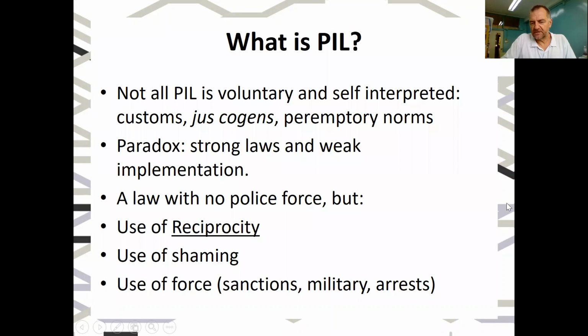Okay, but even given that, there's a few important contexts I need to put here. Because even though I say it's completely voluntary, not all public international law is voluntary. There is a body of laws which we can call customary law or jus cogens law or peremptory norms, and these are not voluntary. Now, I'll come back to what these terms mean because they are slightly different.